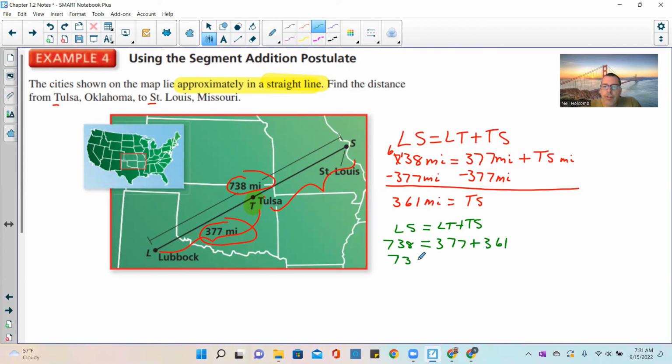So does 738 equal the sum of these? Well, then you just add them. 7 plus 1, 8. 7 plus 6, 13. Carry the 1. 3 plus 3 is 6. Plus 1 is 7. 738 equals 738. My answer checks. I made sure my answer made sense in the context of the problem.